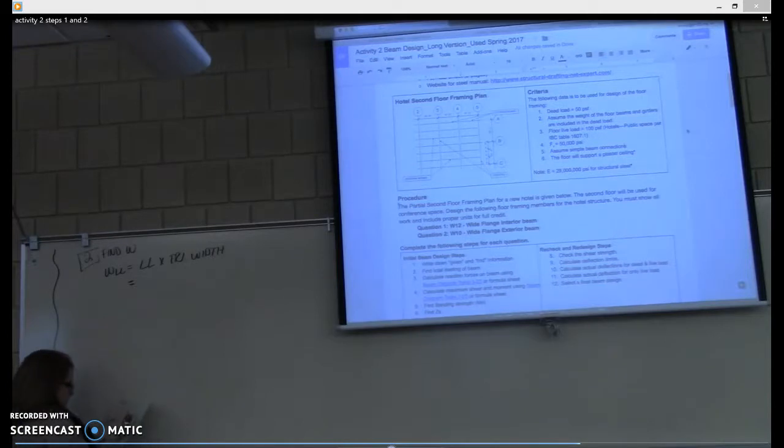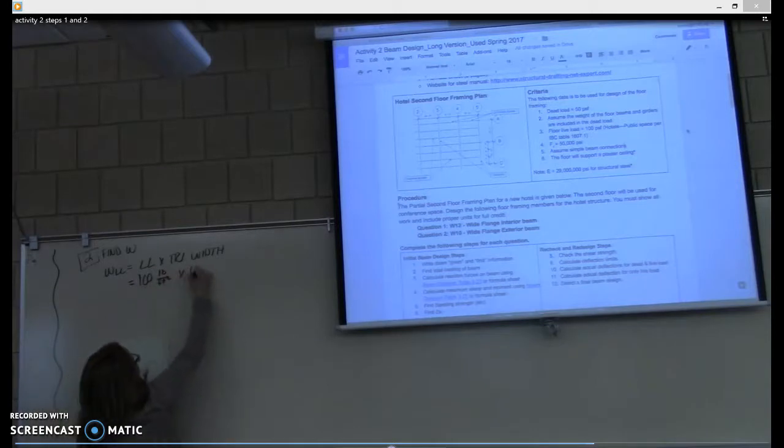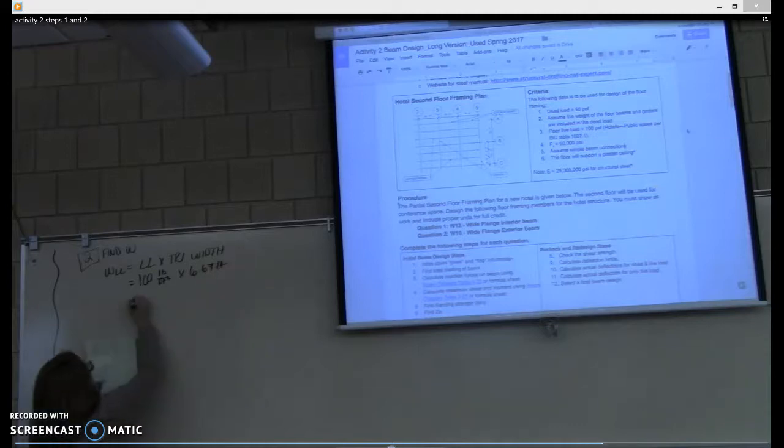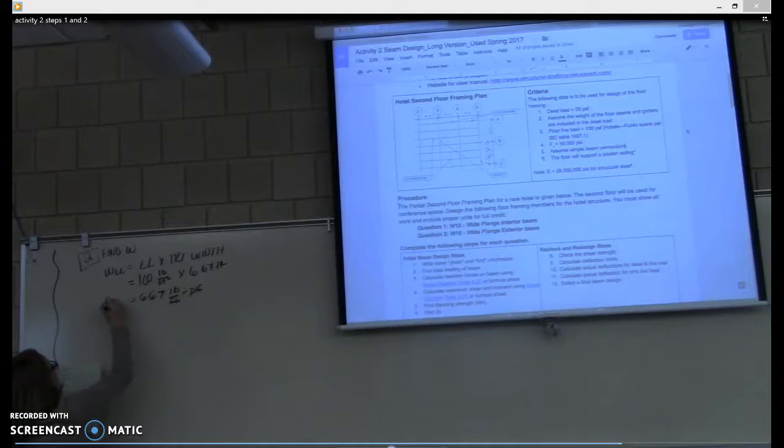We know our live load is 100 pounds per foot, or excuse me, pounds per square foot, multiplied by our tributary width, which is 6.67 feet. And we get a total of 667 pounds per foot, or PLF. Please put a big rectangle around that, marking out your answer.